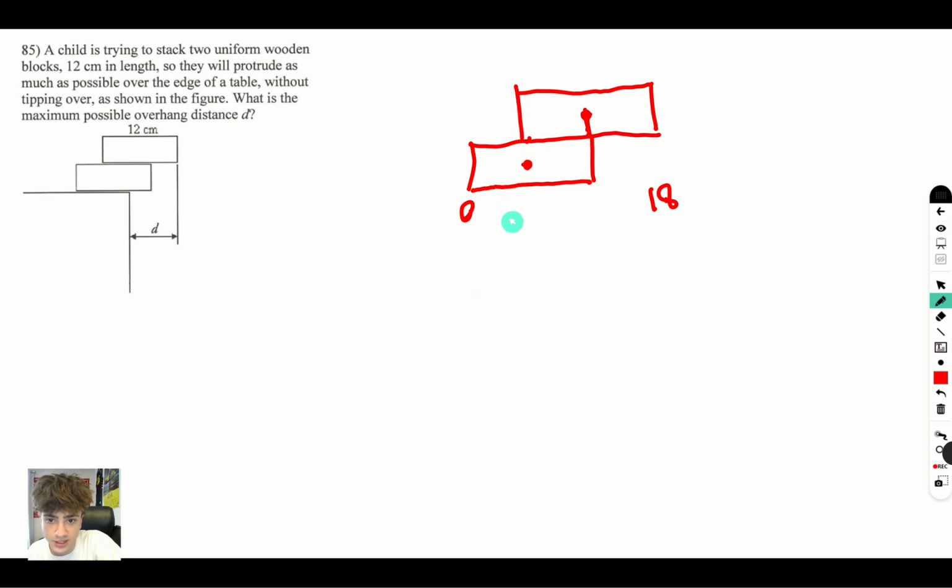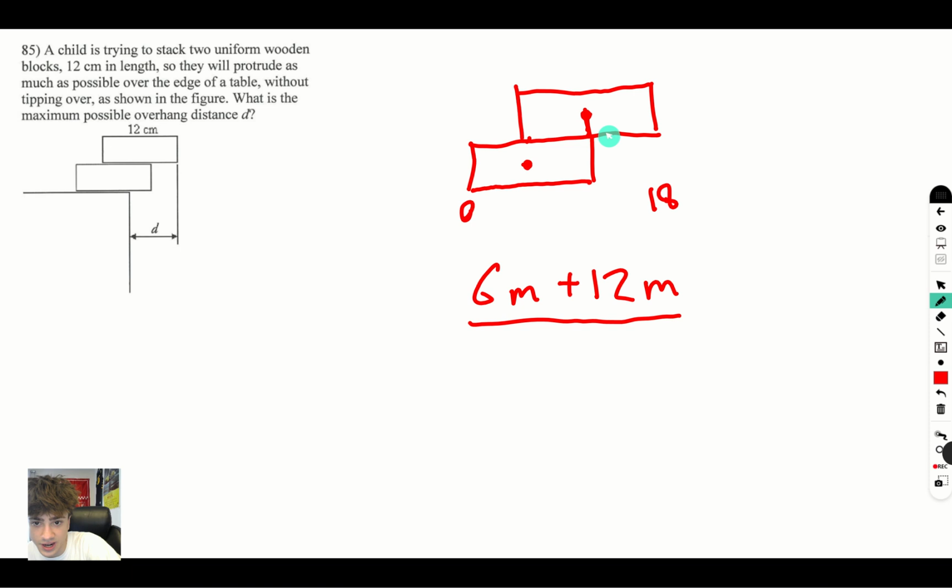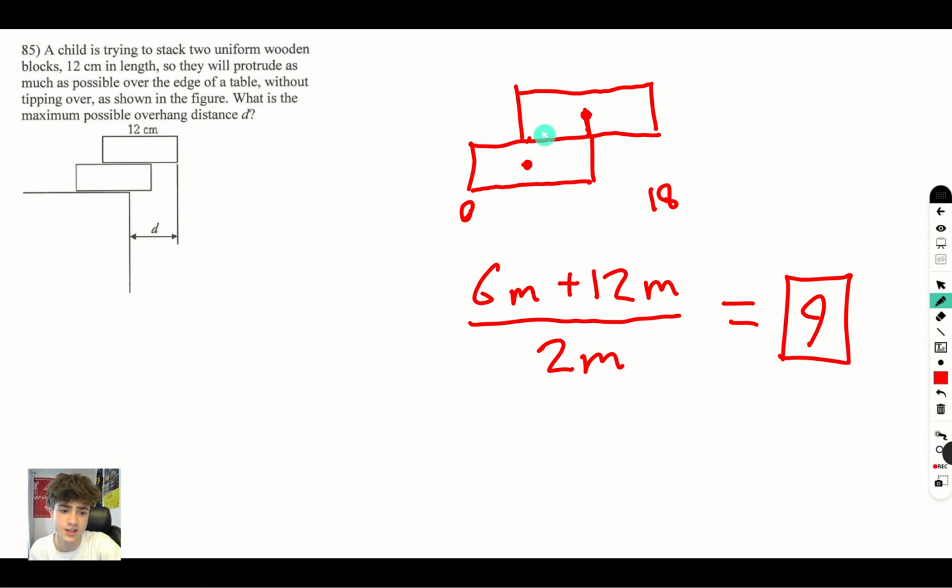The center of mass of this block is at 6, and the center of mass of this block is at 12. They both have a mass m, so we'll have 6 times its mass plus 12 times its mass, all over the entire mass of the two blocks combined, which is 2m. That gives us an answer of 9 centimeters, which is the center of mass of this entire system. That makes sense, since these two blocks have the same mass, the center of mass is right in between these 2 points, meaning that the two blocks can hang off a distance of 9 centimeters off the edge. So there's the answer for this question.